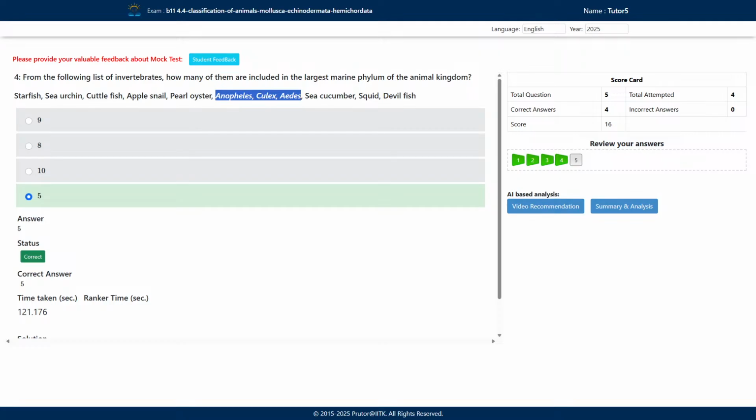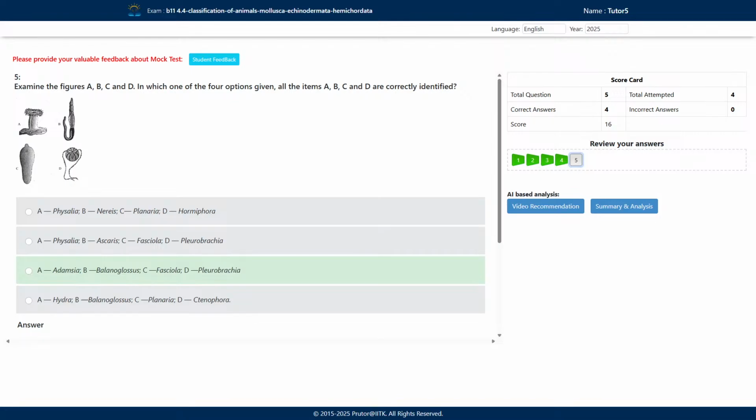So they are vectors for a lot of diseases also. Anopheles cause malaria, Culex, this mosquito, causes elephantiasis. And then the Aedes mosquito can cause chikungunya. Then you can see starfish, sea urchin, and sea cucumber. They are echinoderms. And the last one, the answer is option number C.